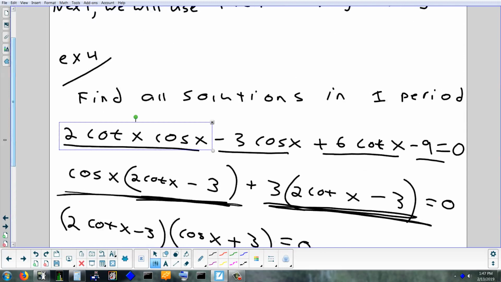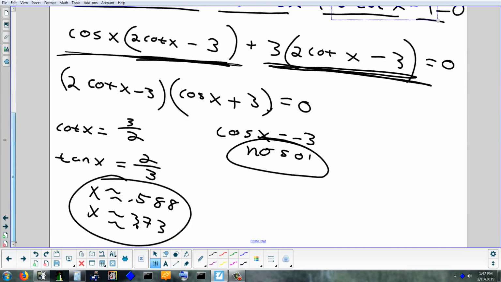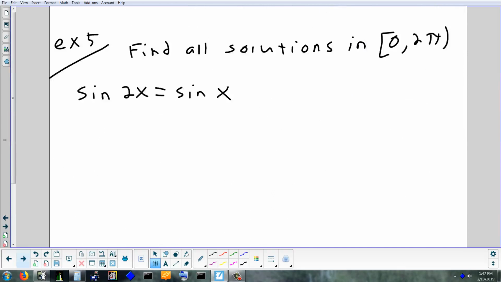Period of cotangent is pi, 2 pi, 2 pi, pi. What's the LCM of pi and 2 pi? 2 pi. So you should be finding all answers between 0 and 2 pi, or 0 and 6.28. Are those answers between 0 and 6.28? Yes. You're okay then. Okay, questions on that one? All right, last one.